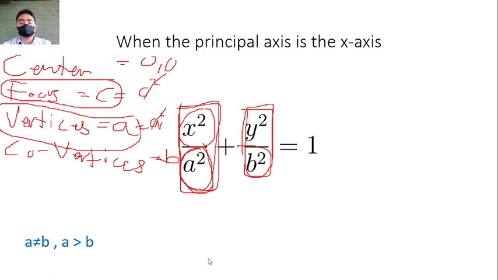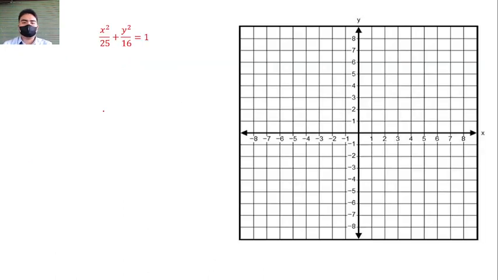All right. So let's try the first example. Let's have x squared over 25 plus y squared over 16 is equal to 1. All right. So we're going to define what our center is. Center is 0 and 0. So this is our center.